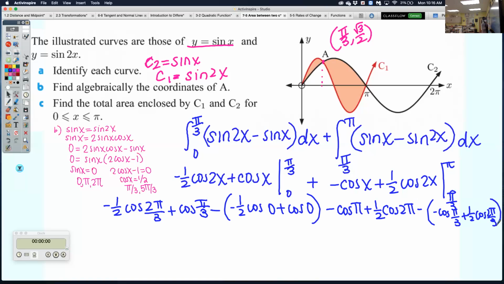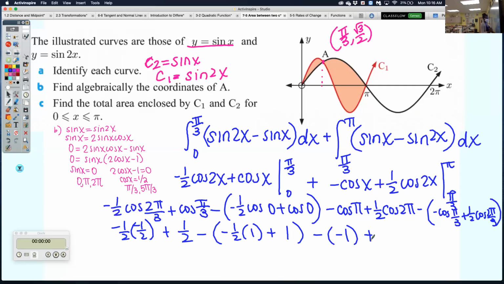And using our knowledge of the unit circle, the cosine of 2 pi over 3 is negative 1/2. The cosine of pi over 3 is positive 1/2. The cosine of 0 is 1. The cosine of pi is negative 1. The cosine of 2 pi is positive 1. The cosine of pi over 3 is 1/2. And the cosine of 2 pi over 3 is negative 1/2. Lots of signs. Be careful not to make any errors.